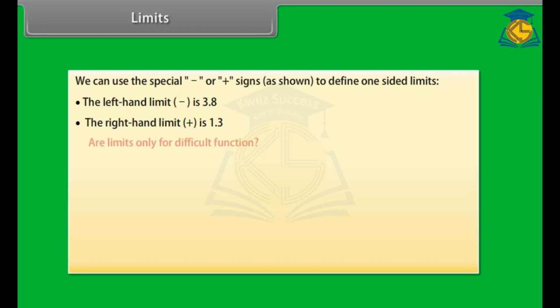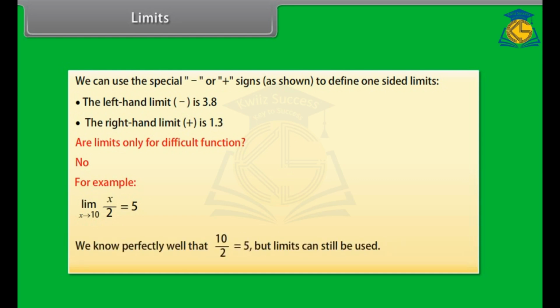Do you know, are limits only for difficult functions? The answer is no. Limits can be used even if you know the value when you get there. Nobody said they are only for difficult functions. For example, limit x tends to 10 of x/2 is 5.